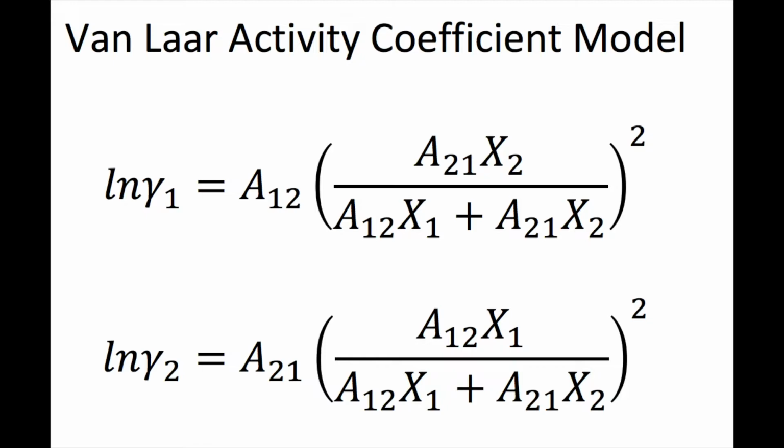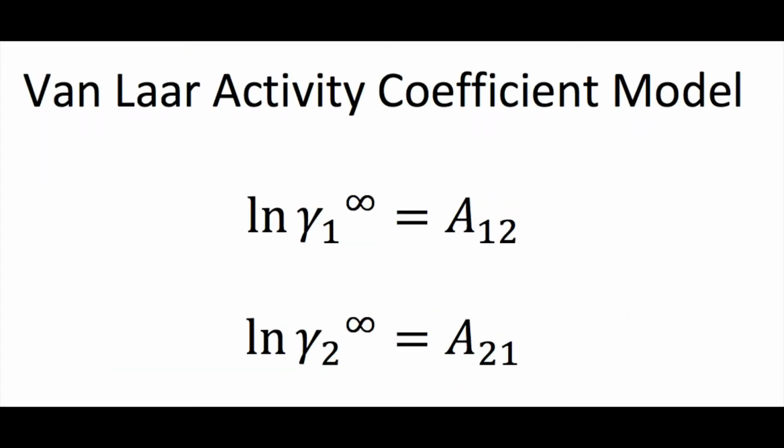In this lab, we will be operating in the infinite dilution limit, meaning that the amount of solute in the system, X2, is much smaller than the amount of solvent, X1. Taking the Van Laar activity coefficient model at these infinite dilution limits, the following equations result. These will be useful in calculating the Van Laar parameters later in this video.